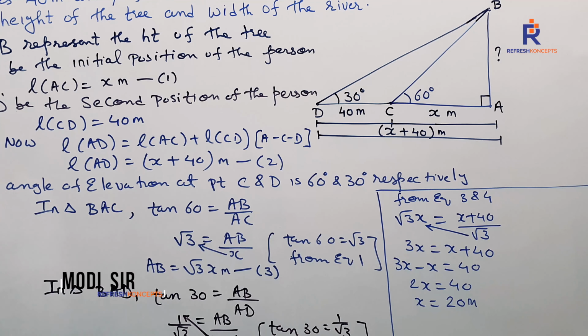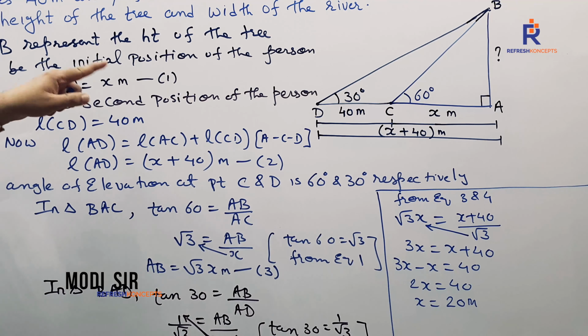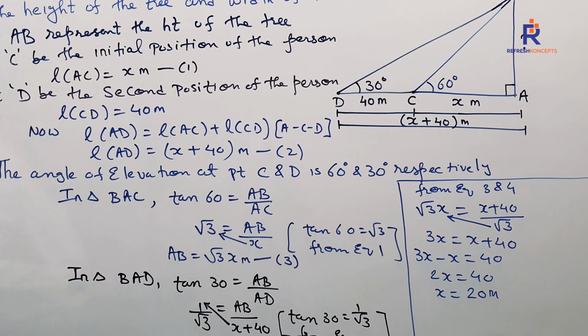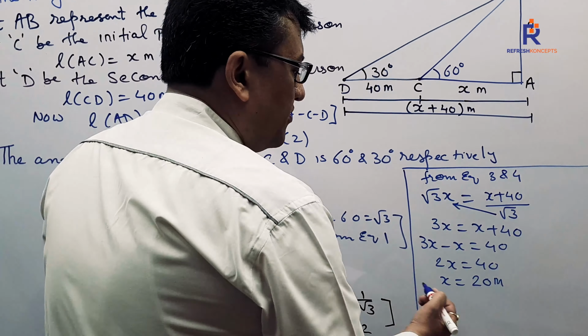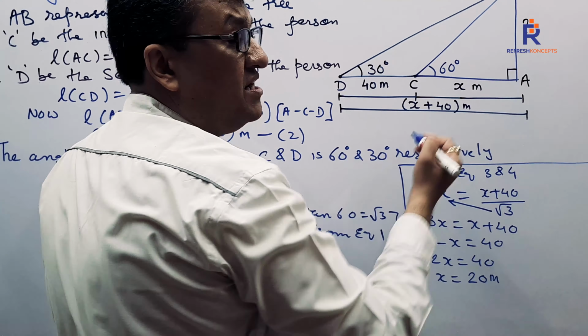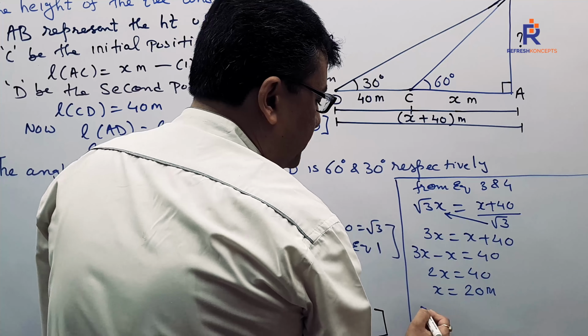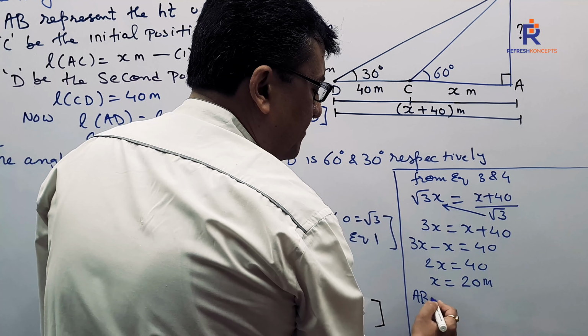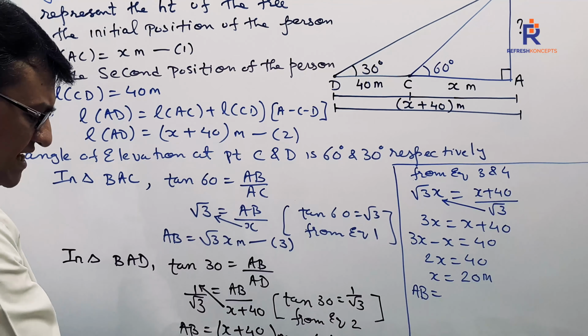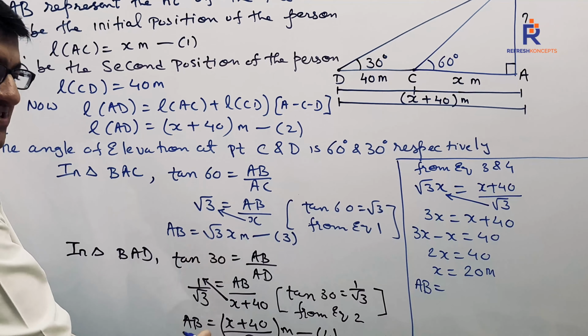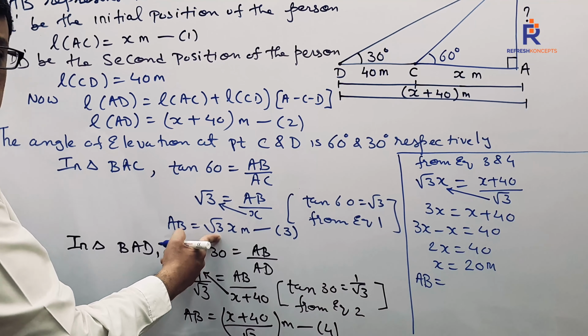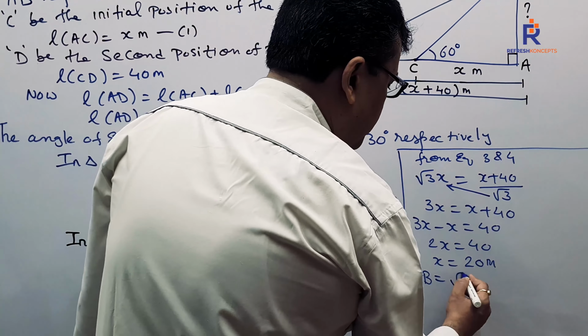As we have stated, C be the initial position of the person, AC is x, which is nothing but the width of the river. Now, what we need to find out? We also need to find out the height of the tree, and the height of the tree is nothing but AB, which you can take either of this, but I feel that this is much more easier. So AB is nothing but root 3x.